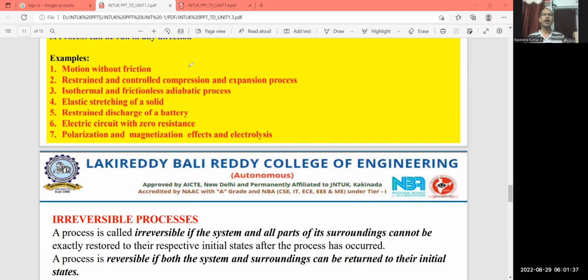Some of the examples we have already discussed related to the reversible process are motion without friction, restrained and controlled compression and expansion of the process, isothermal and frictionless adiabatic process, the elastic stretching of a solid, the restrained discharge of a battery, and an electric circuit with zero resistance. So these are the examples that we have considered.